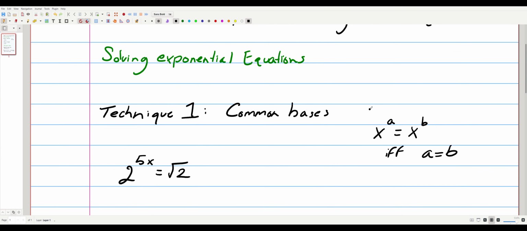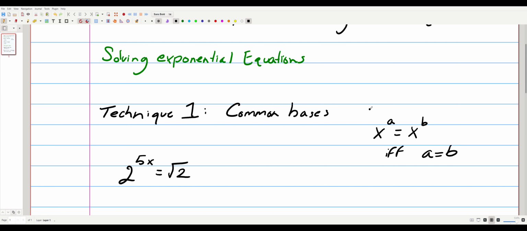So here we have our equation. And remember that anytime we're solving an equation, we're trying to get a variable by itself. And so there will be two techniques for solving exponential equations, and likewise there will be two techniques for solving logarithmic equations. Because we're solving equations, our goal is to just get x by itself.